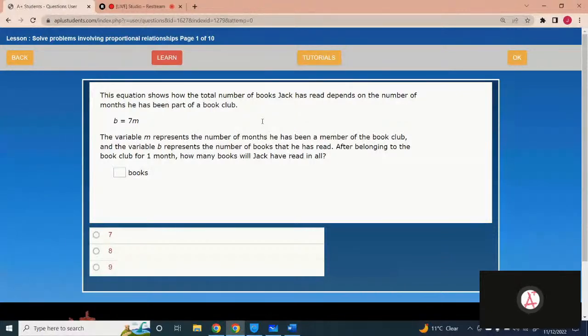So you have the relationship that is B equals 7M. B is the number of books, and M is the number of months. Got it? So if he belongs to the book club for just 1 month, how many books can he read? Just replace M with the value 1. So 7 times 1 is 7. Very good. It is 7.